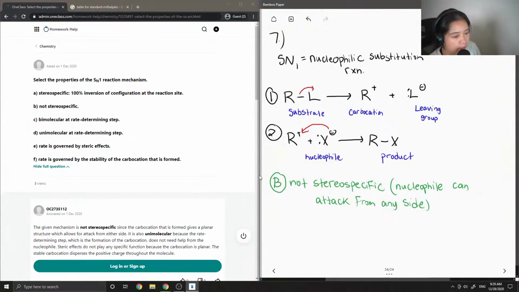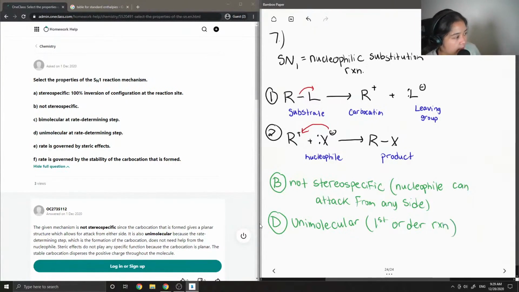So for the next section, is it bimolecular at a rate determining step or unimolecular at a rate determining step? So the answer is D. It is unimolecular. And this is because our reaction is only first order.